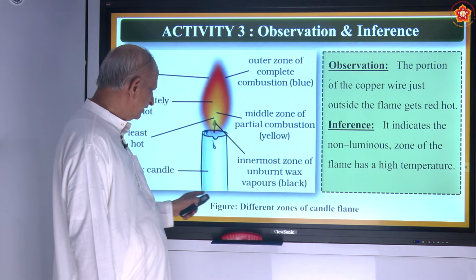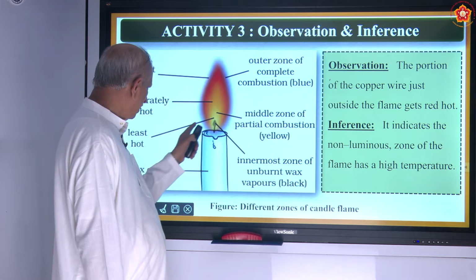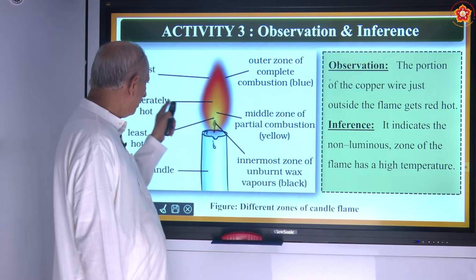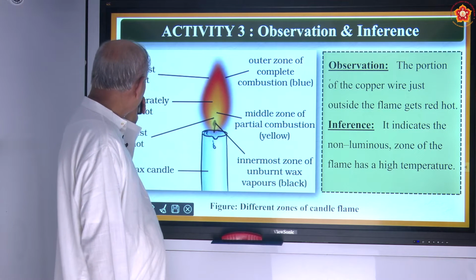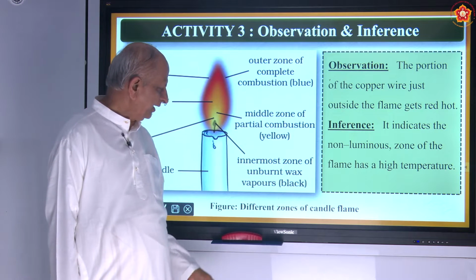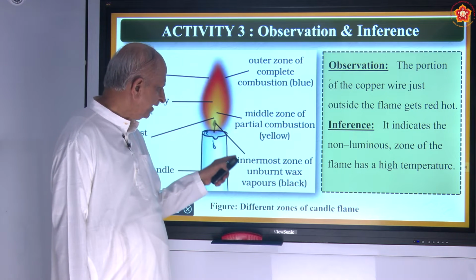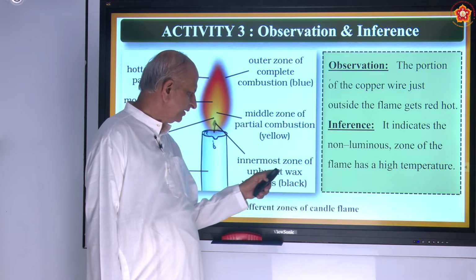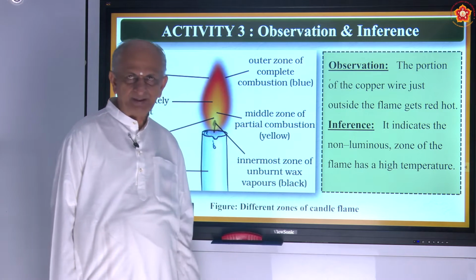This is a wax candle. This is the least hot region. Then this is moderately hot in the middle, the hottest part. And the least hot part has the innermost zone of unburnt wax vapors, black in color.